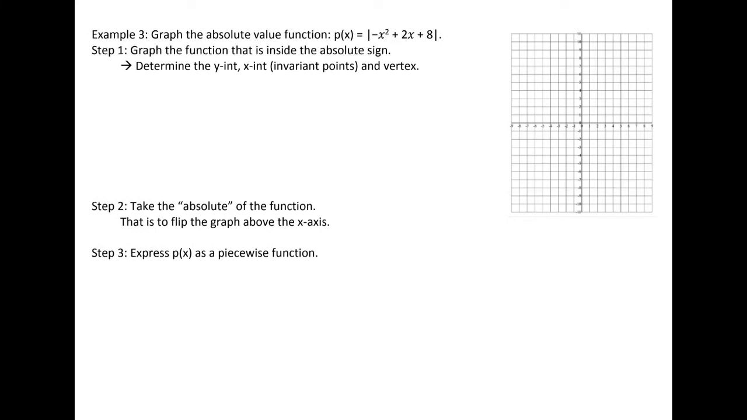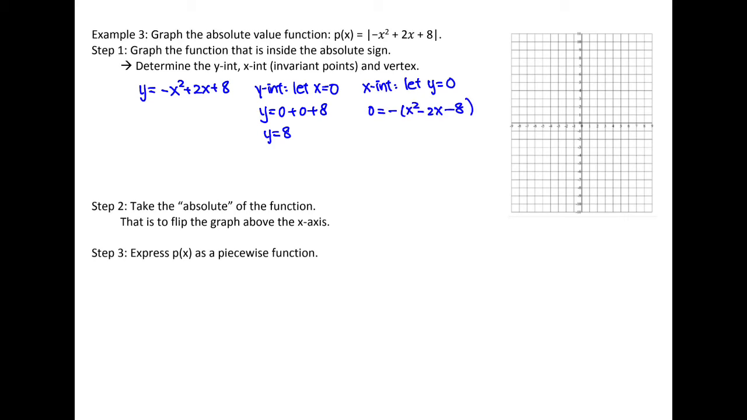Example 3. Now we're going to have a quadratic function inside the absolute value sign. So step 1, we're going to graph the function that is inside the absolute value sign, which is the quadratic. Find the y-intercept, let x equal to 0, y is going to be 8. X-intercept, let y equal to 0, factor out the negative 1 in front of the x squared, and factor the trinomial, we will get the x-intercepts at 4 and negative 2.